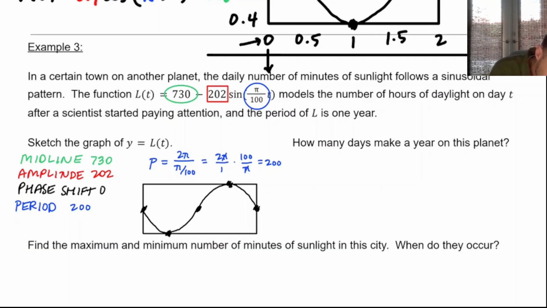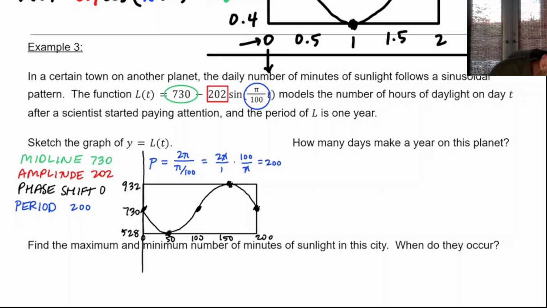Okay, the phase shift was 0, so I started at 0. The period was 200, so that'll mean each square would be 50. And then the midline was 730. And that plus 202 would be 932 minutes up there. Subtracting 200 would be 530. And so if I subtracted 2 more, that would be 528. And that's a really good graph. That's a graph of one cycle.